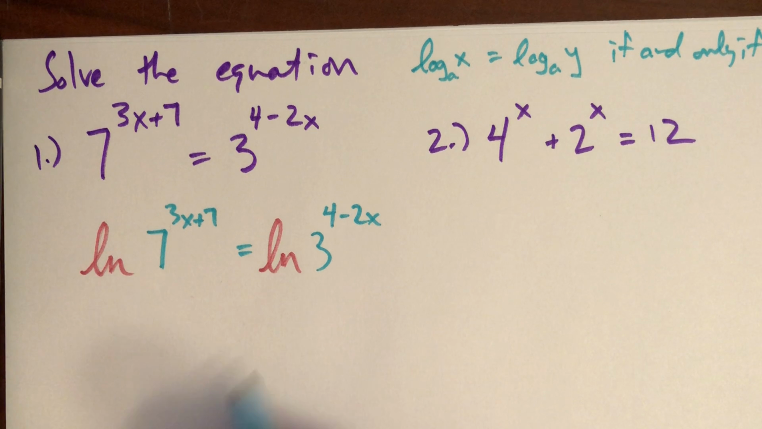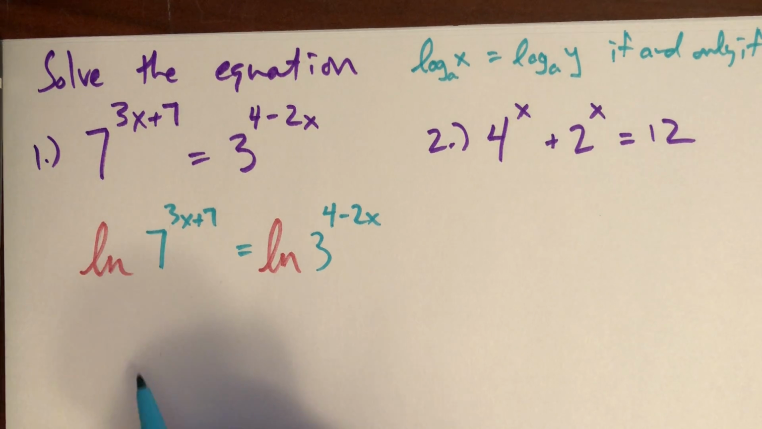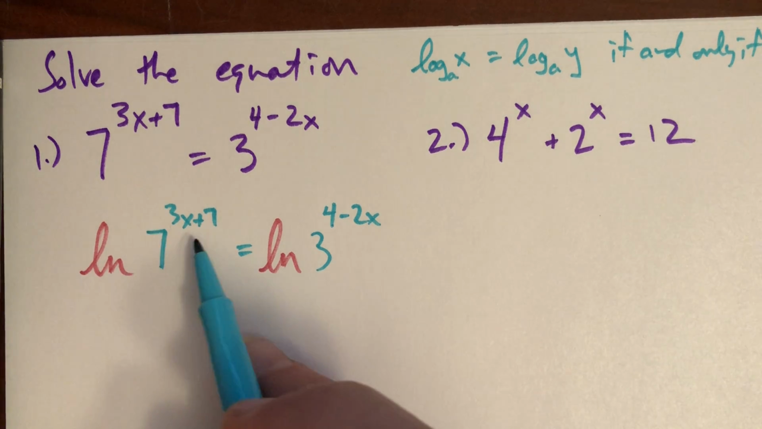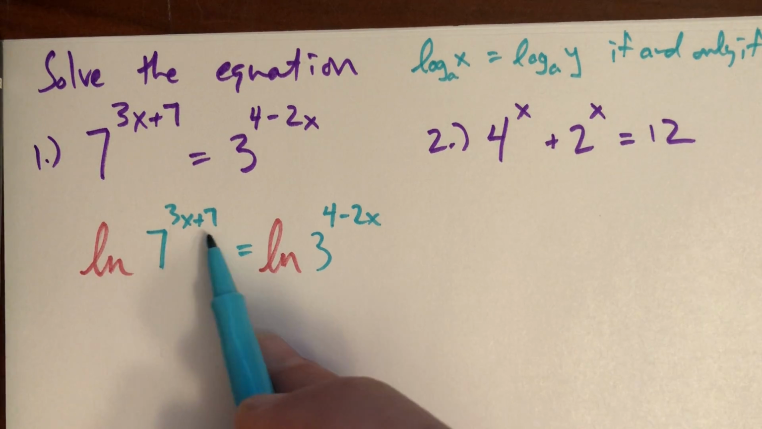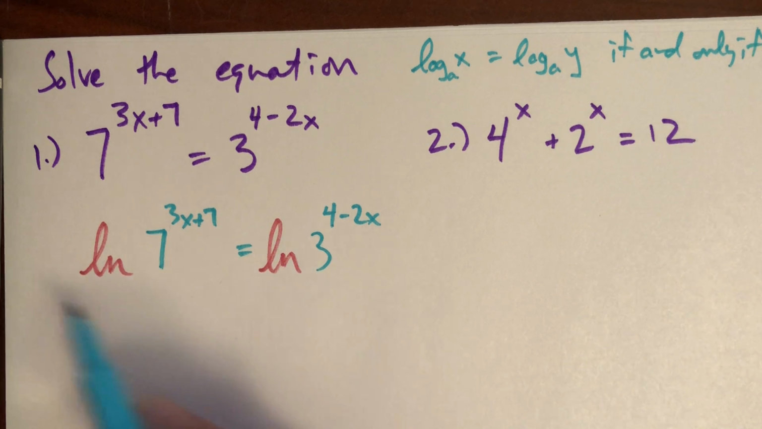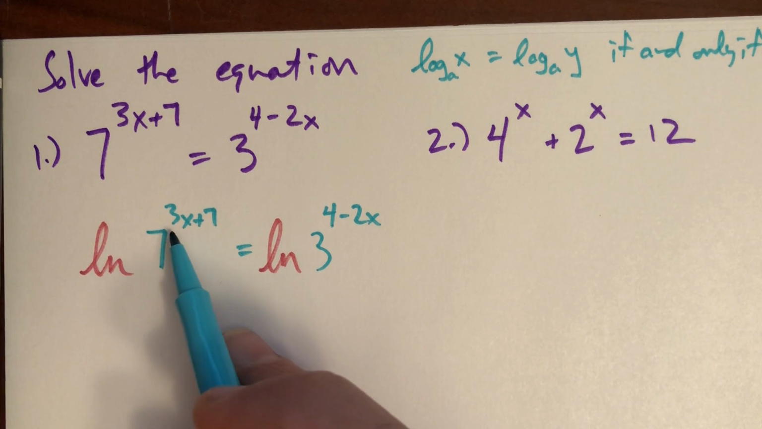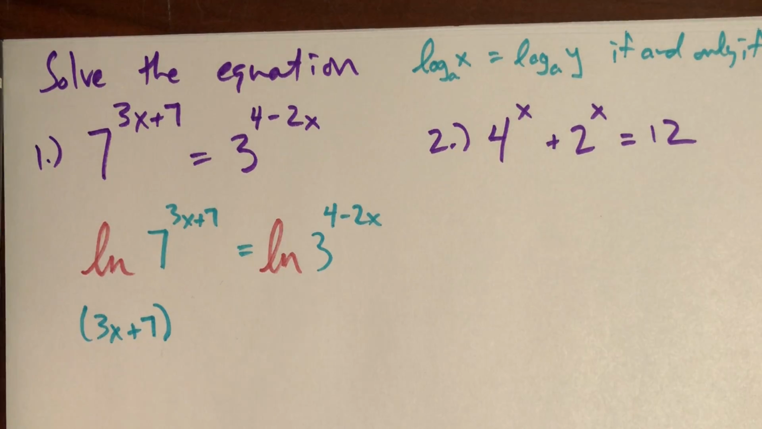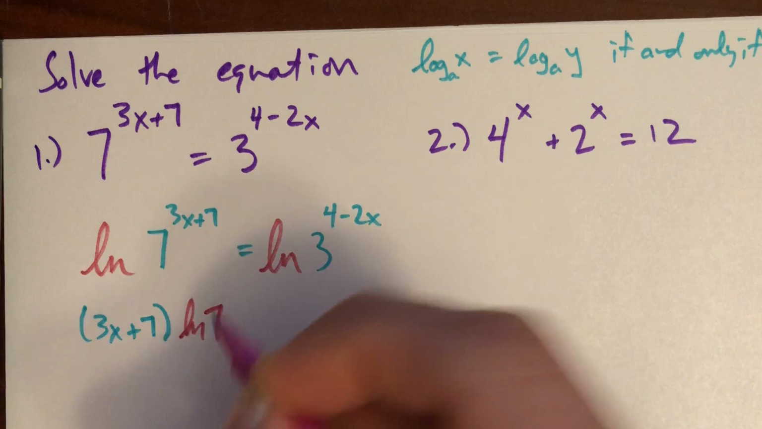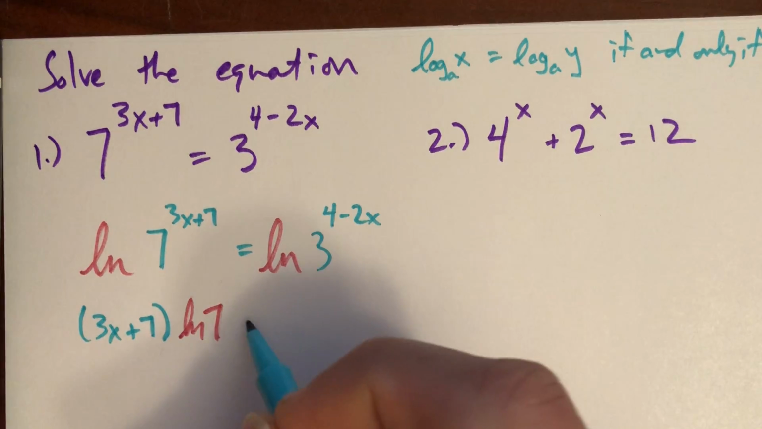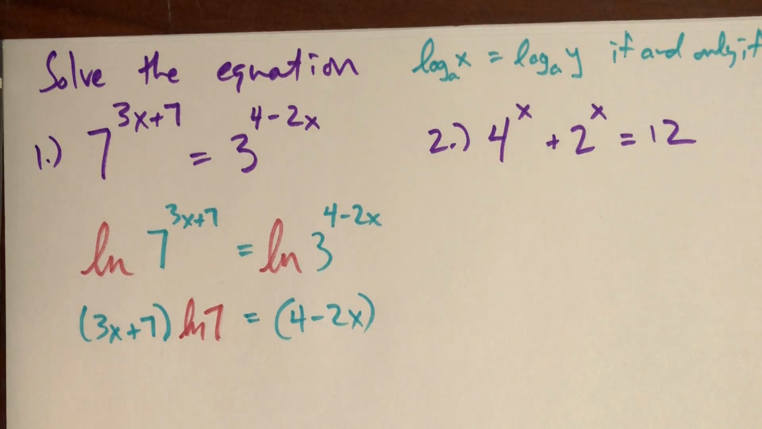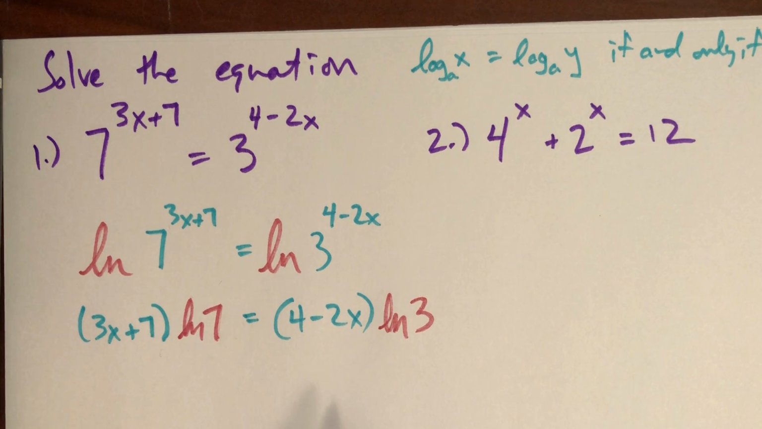Okay, so that's convenient because we've now got this power rule, right? If I've got the natural log of some number raised to a power, I can write this power as a factor in front. So we've got 3x plus 7, and then I've got natural log 7. And we can rewrite that exponent again as a factor over here, and then we've got natural log 3. So check out that power rule, because that's super convenient.